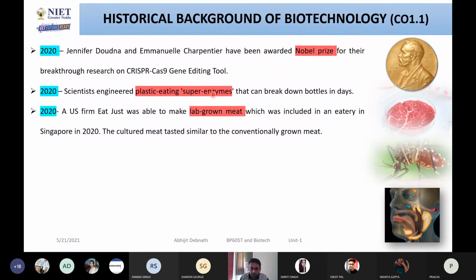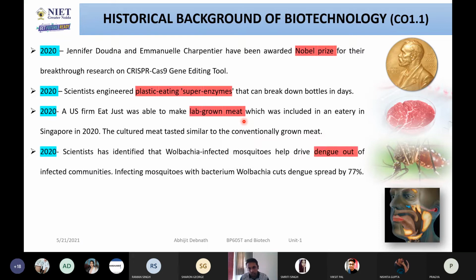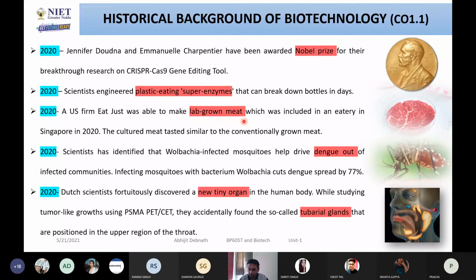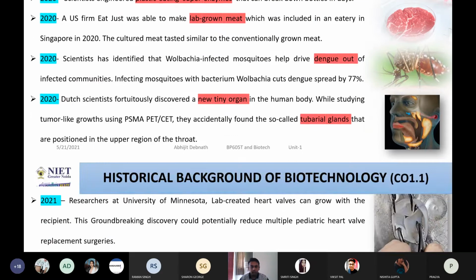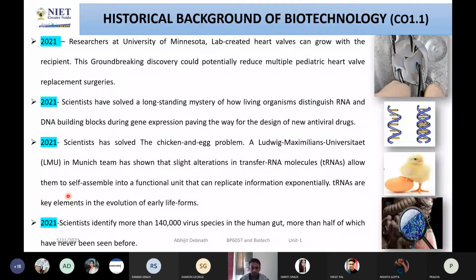Then lab grown meat. After the advancement of this technology, for meat you have no need to sacrifice an animal. You can culture the meat in your lab. And then to wipe out dengue, scientists identified another new methodology so that dengue can be curtailed. And then scientists identified last year, in the month of December 2020, a new organ. I also told you what has been happening very recently in 2021.